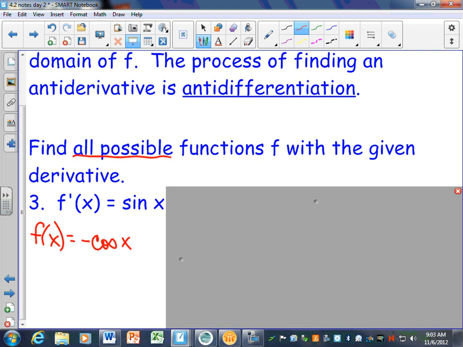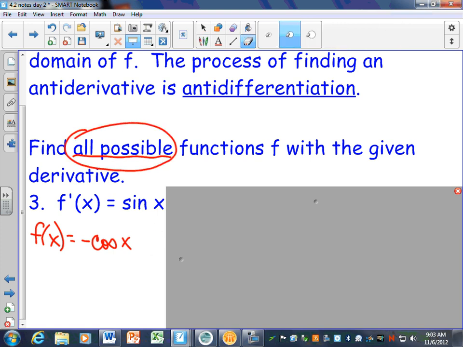But here's the important part. All possible functions. How do you know the original function wasn't negative cosine plus 1? Could that have been the original function? Because what's the derivative of 1? What if it was negative cosine plus 7? Could it have been that? Could it have been negative cosine of x plus any constant function? So when we write these antiderivatives, when it says find all possible functions, we have to include that there could always be a constant added to that. And so when we write this, we're going to write plus c. And that big C just represents any constant, because when you take the derivative of a constant, it equals 0.